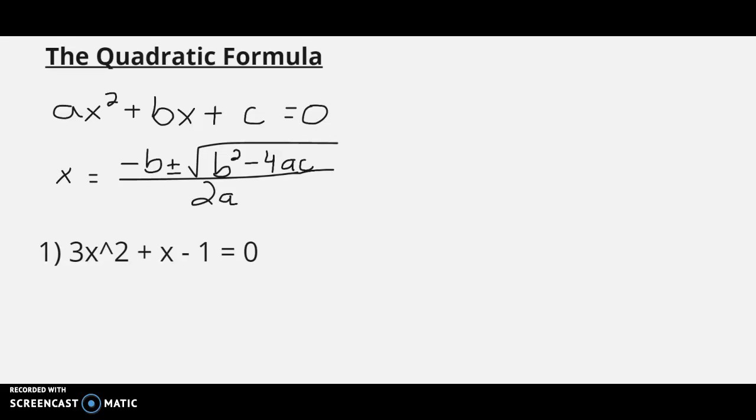Welcome back, everybody. Today we're going to talk about the quadratic formula and show some examples of it in action. The quadratic formula is used to solve any quadratic equation.